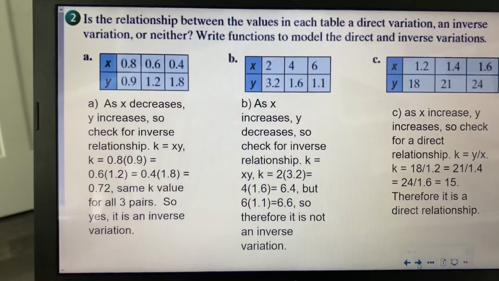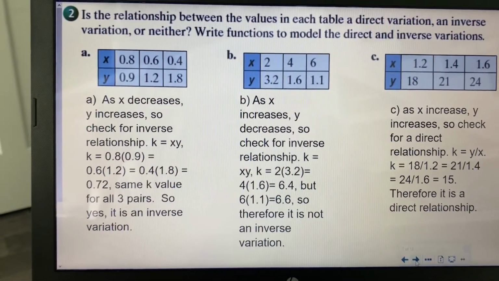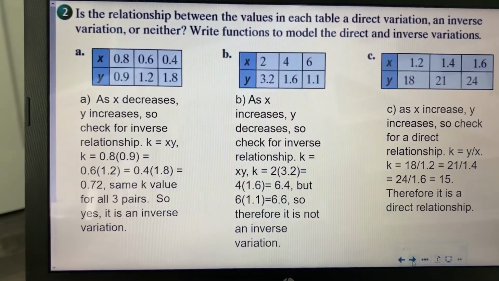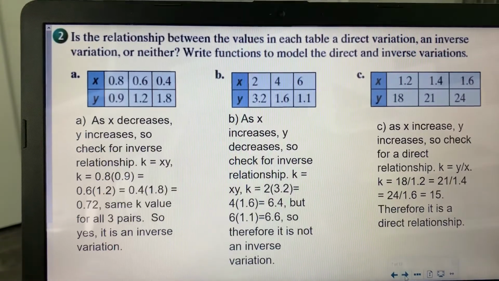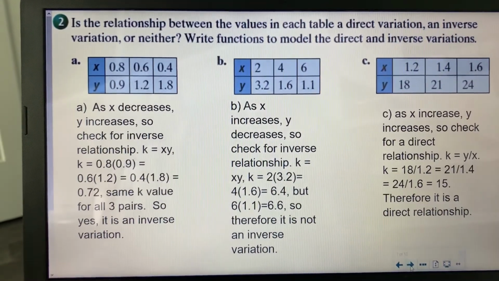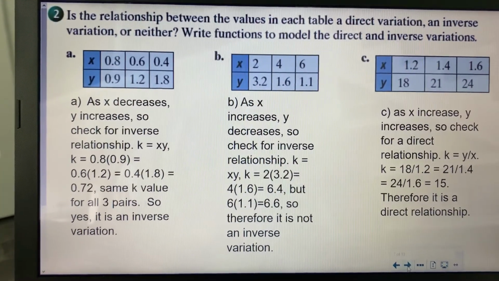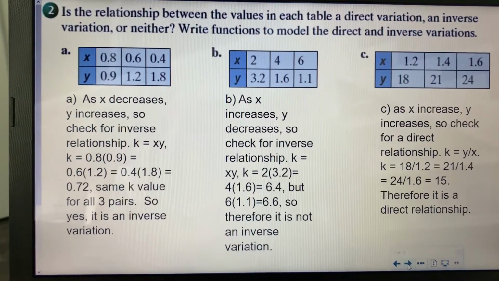So in letter A, x's go from 0.8 to 0.6 to 0.4, that's going down. In letter Y, 0.9, 1.2, 1.8, those are going up. If one's going down and one's going up, you need to check for inverse. So to check for an inverse relationship, that means k is equal to x times y.